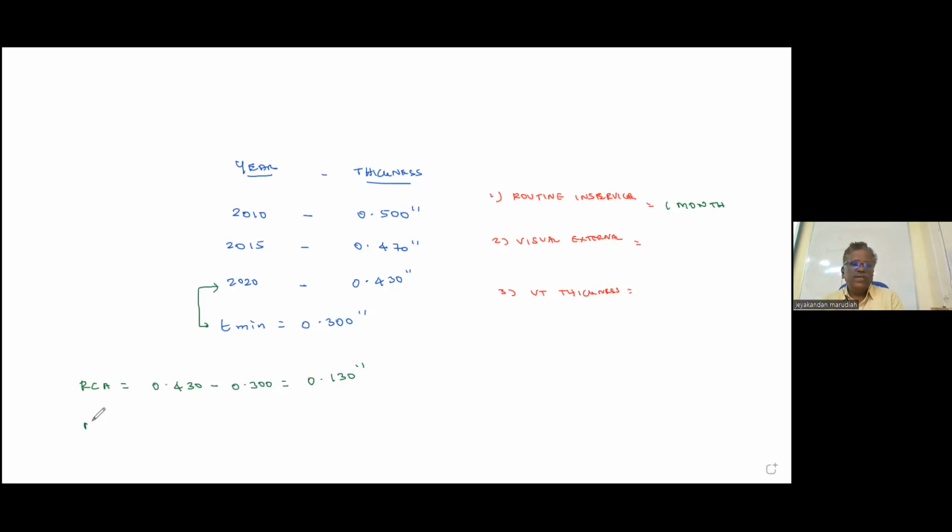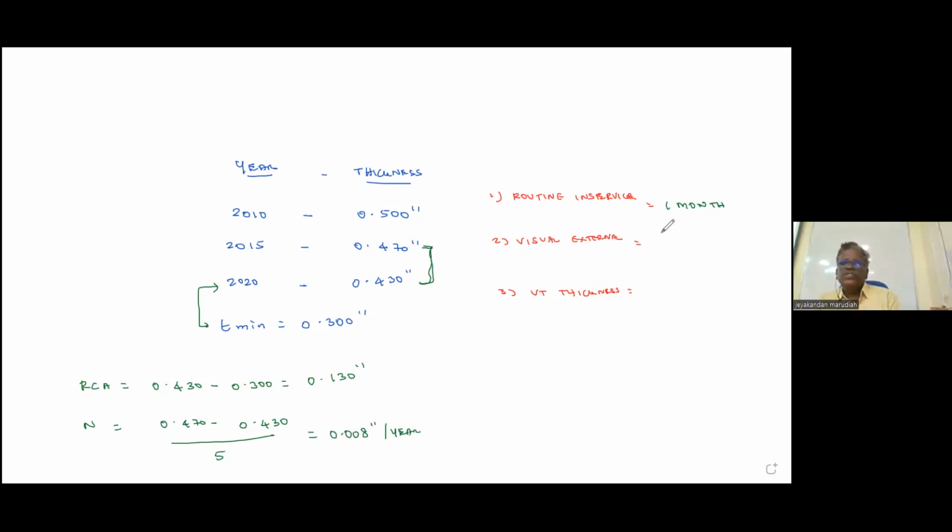Then we have to calculate the N. What is the N? Corrosion rate. This is the difference between the last two readings divided by the number of years. So 0.470 minus 0.430 divided by how many years? 5 years. 0.470 minus 0.43 divided by 5. So it is 0.008 inch per year.